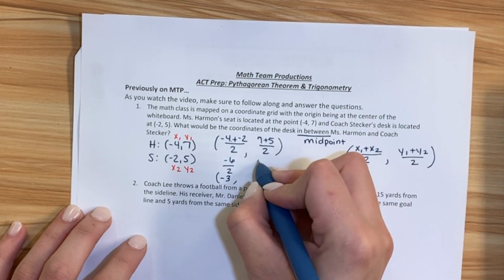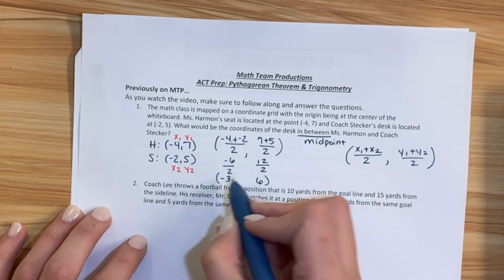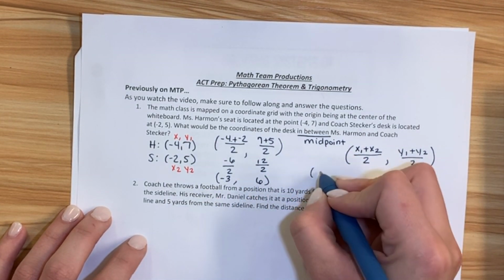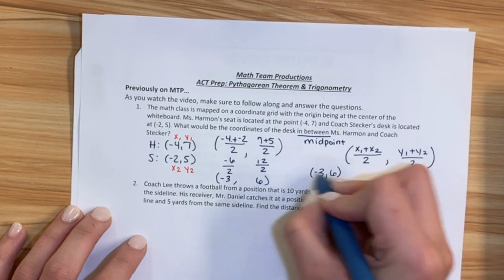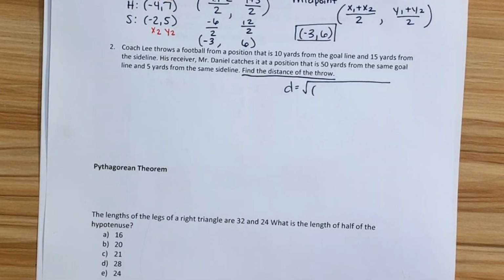So 7 plus 5 is 12. 12 divided by 2 is 6. So I'm looking for -3, 6. And that is your answer. On to the next problem.